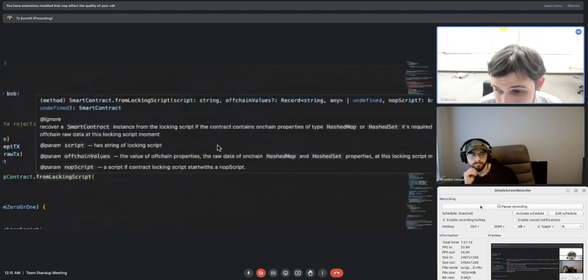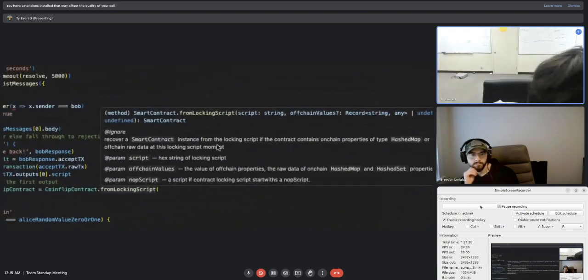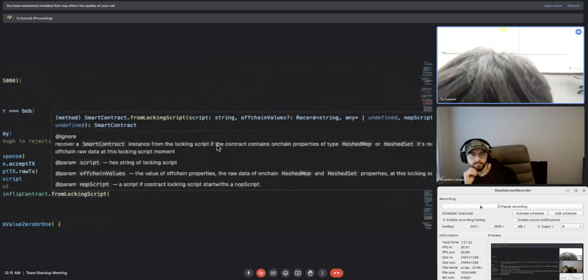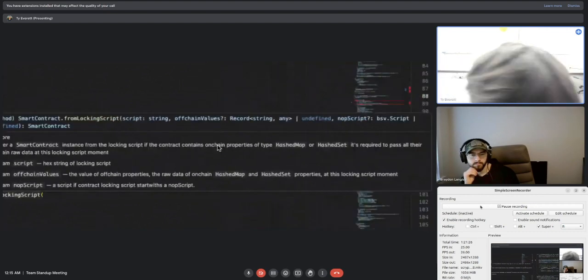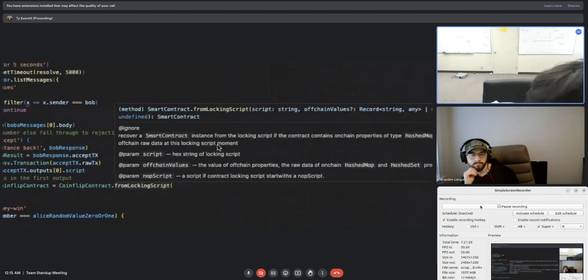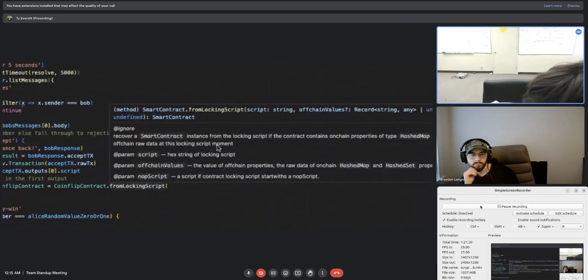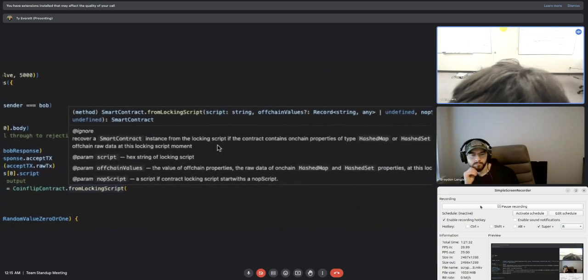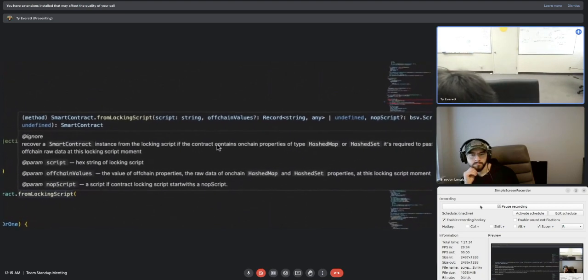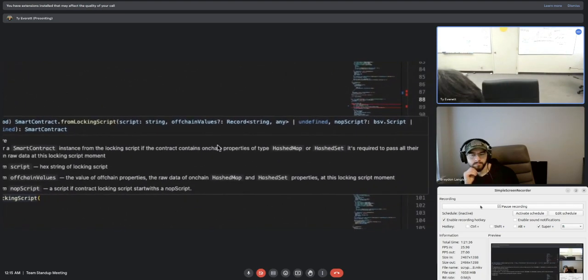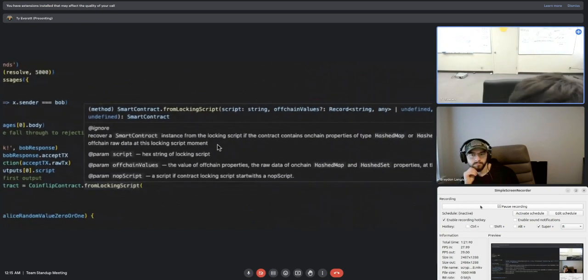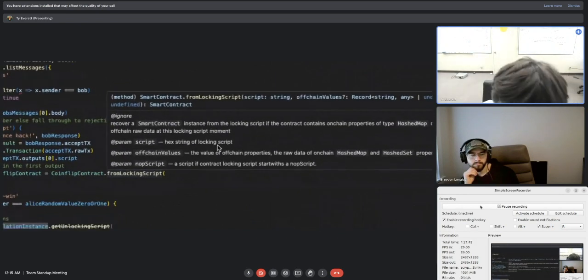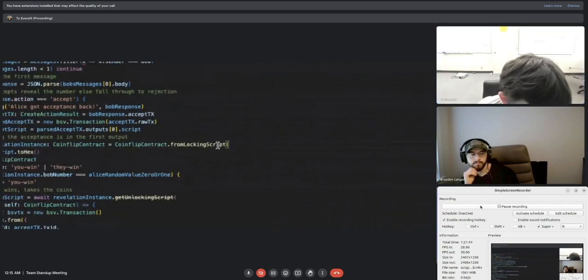From the locking script. If you hover over this function, it takes a script and some other values, which I'm not using. It recovers a smart contract instance from the locking script. The contract contains certain properties, like the hash. It also allows you to access other properties like that. That's basically it.